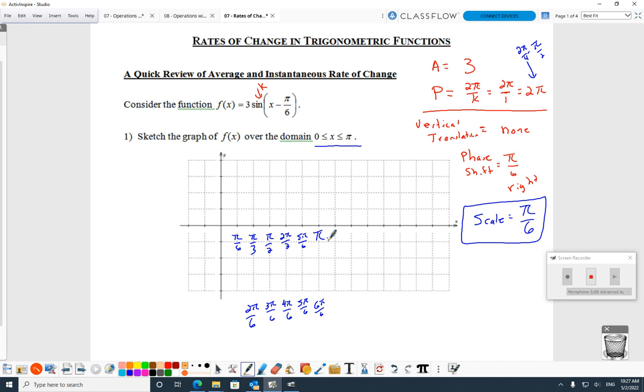Notice that when I counted by pi over 6s, the phase shift is on the scale. But pi over 2, which is what I wanted to go up by, is also on the scale. That's why I use the common denominator. They'll both appear if I just use the common denominator, eventually, once you reduce them all.